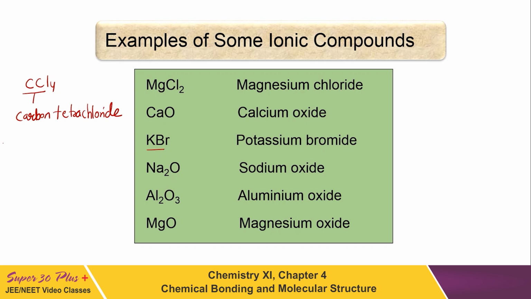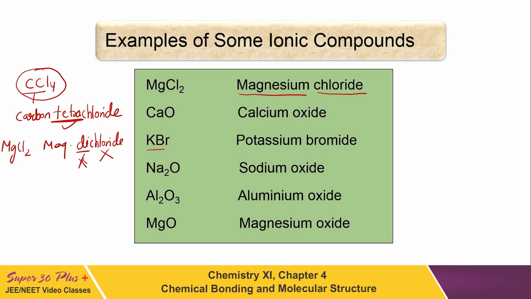But what about MgCl2? Do you ever call MgCl2 magnesium dichloride? Do we call it like this? No, we don't. Rather than calling it magnesium dichloride, we simply call it magnesium chloride. So why are you not calling it magnesium dichloride, like you were calling CCl4 carbon tetrachloride? Here you are using the term tetra, but here you are not using the term di. My question is why? And the logic is, this compound is covalent in nature.